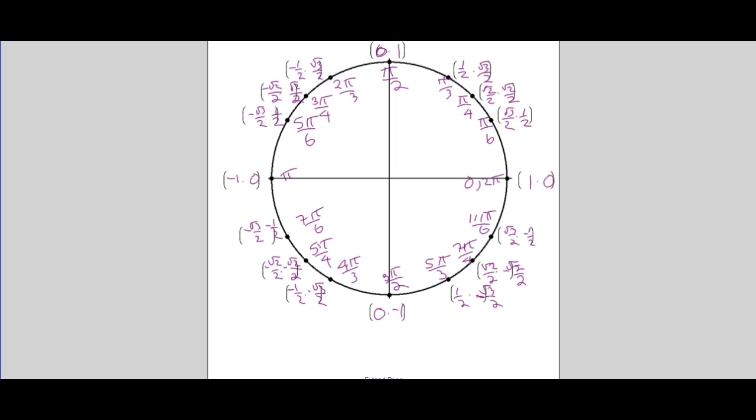So the cosine is the x value. Remember, it's a unit circle. It's got a radius of 1. So cos is x over r, which is just over 1. So the cos of pi over 6 is root 3 over 2. Sine of pi over 6 is 1/2. The cos of pi over 4 is root 2 over 2, as is the sine. Cosine of pi over 3 is 1/2. The sine of pi over 3 is root 3 over 2. So there's your unit circle.